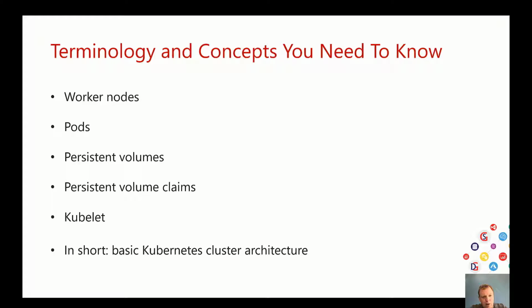Next up, we have a couple of storage terms. You have persistent volumes, which map to your underlying storage platform, and then you have persistent volume claims, which is the means by which you consume storage from a volume. Then we have a kubelet, which is the Kubernetes agent which runs on each worker or compute node. And in short, at a very, very high level, these terms give you enough to cover off the most basic Kubernetes cluster.